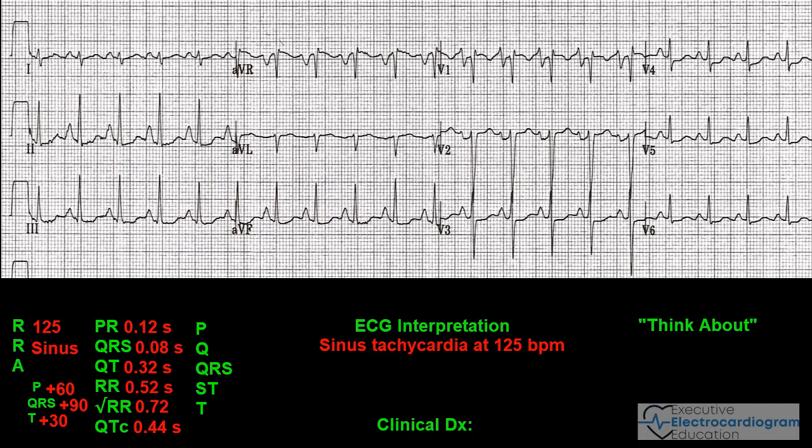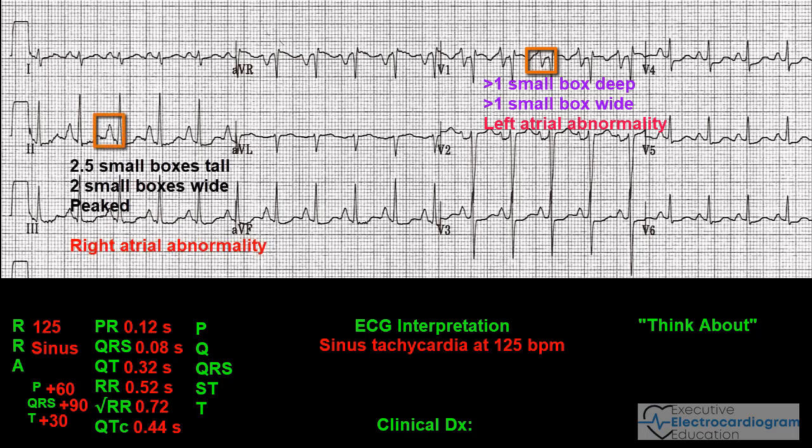Wave morphologies. P waves. The P waves in lead V1 are more than 1 small box deep and more than 1 small box wide. This suggests left atrial abnormality. The P waves in lead 2 are more than 2.5 small boxes tall, more than 2 small boxes wide, and peaked. This suggests right atrial abnormality. Putting this together, there is biatrial abnormality. This can now be written in the ECG interpretation section.